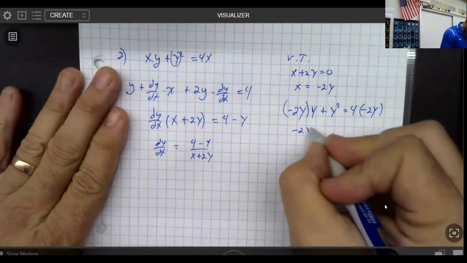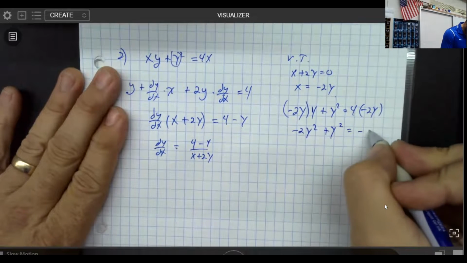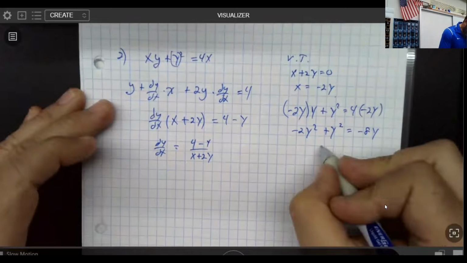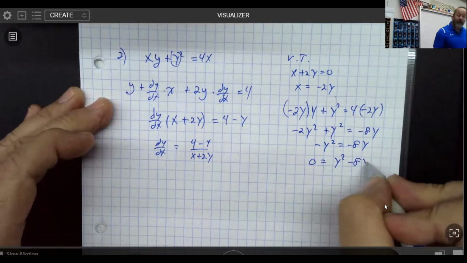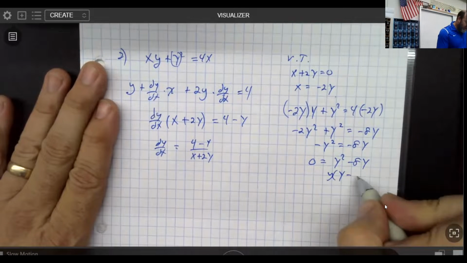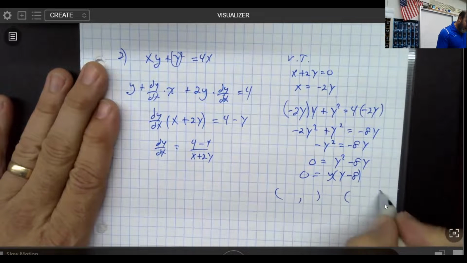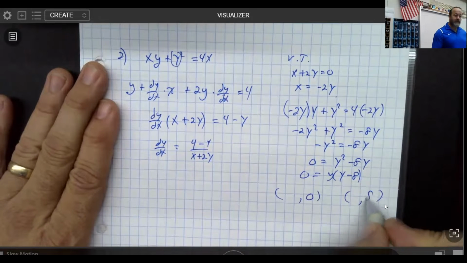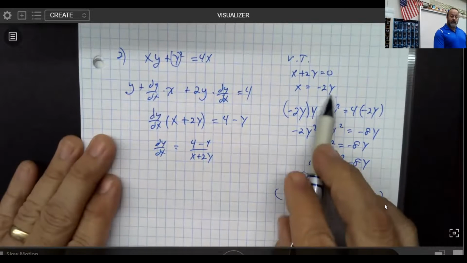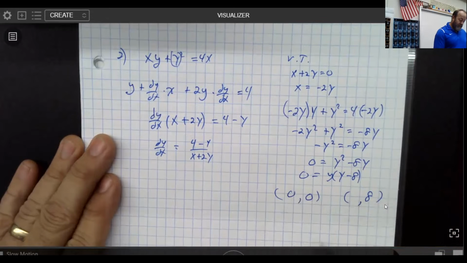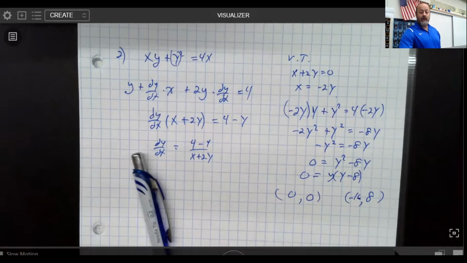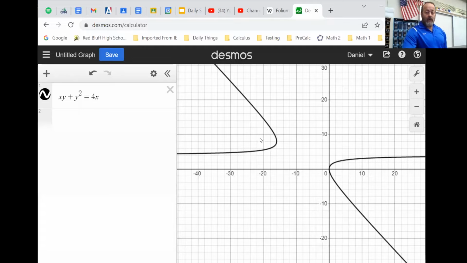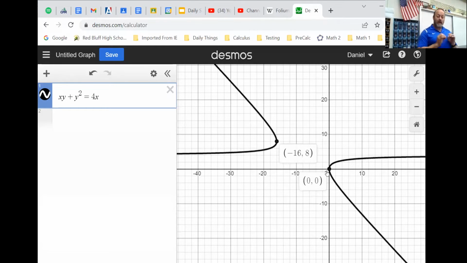So I've got negative 2y squared plus y squared equals negative 8y. Little cleanup, negative y squared is negative 8y. I'm going to move the y to the other side, and we end up with a fairly benign story, which, if you factor it, you can see very quickly that that's going to happen when y is either 0 or when y is 8. And of course, if I know that y is 0, then I know that x is 0. And if I know that y is 8, I know that x is negative 16. So let's go ahead and take a quick look at Desmos to see how we did. So we found one of our vertical tangents right here at negative 16, 8, and we found the other one at 0, 0. So you can see a quick confirmation of that.